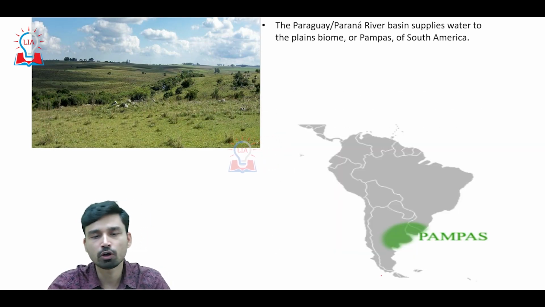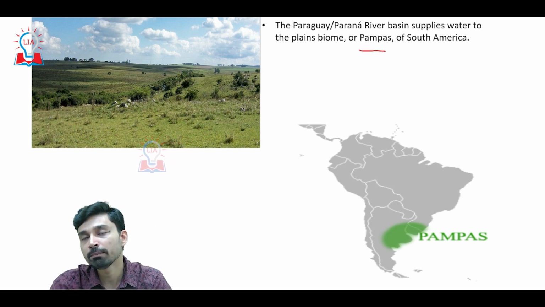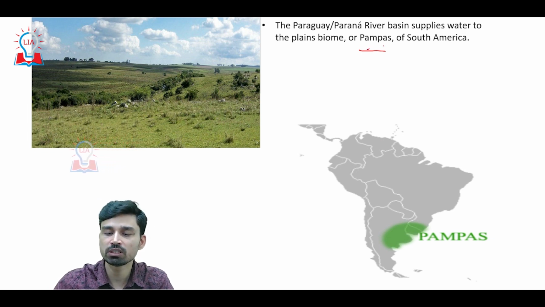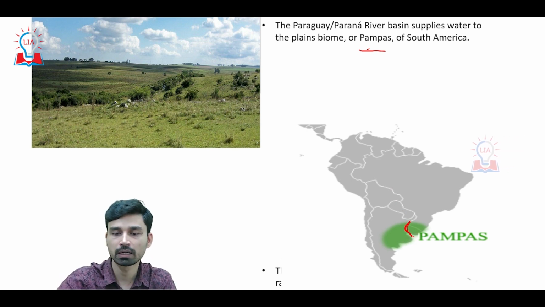Apart from that, when we talk about this river basin, it supplies water mainly to the plain regions of this land mass, and there is also a temperate grassland through which the water of this river passes, and this temperate grassland is what we popularly call the pampas. In the map of South America, as you can see here, between Argentina and Uruguay, the green shaded region is the pampas region, and this is actually the course of the Paraguay or Parana river.